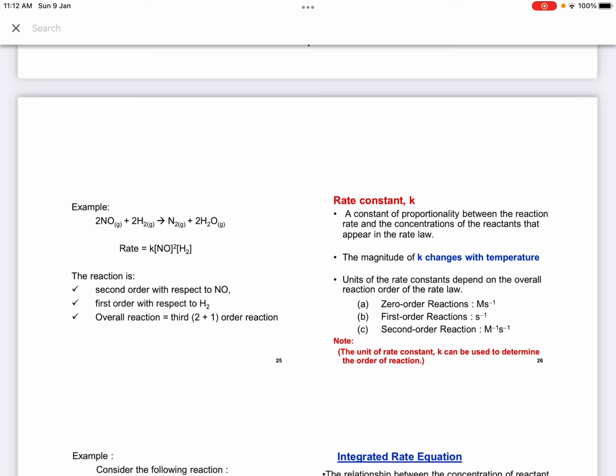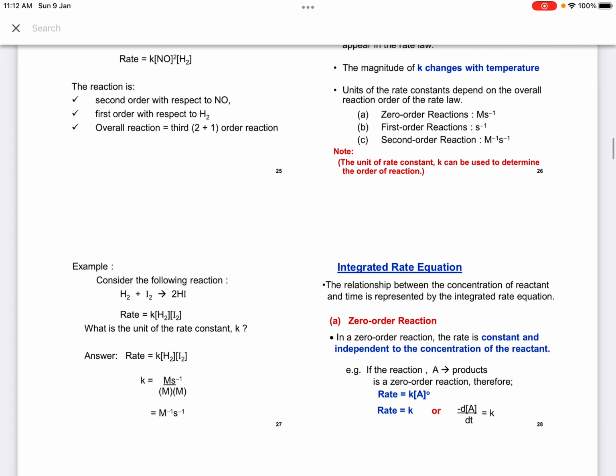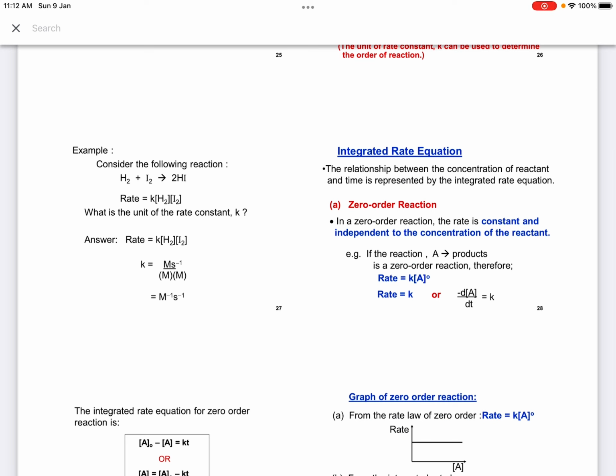For zero order, the unit is molar per second. For first order, per second. For second order, per molar per second. The unit of the rate constant can be used to determine the order of reaction. Very important. So the units of the rate constant must be memorized, because through the unit we can determine the order of reaction.